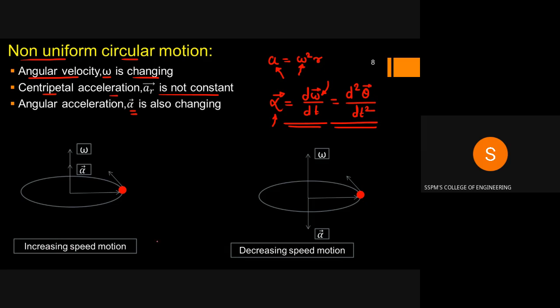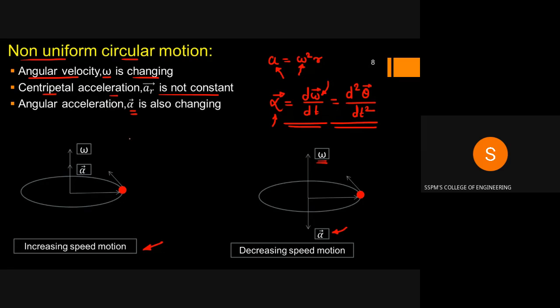Here you can see the difference in the vectors for increasing speed motion and decreasing speed motion. Both are non-uniform circular motion. If omega is increasing, then this angular acceleration vector will be exactly parallel with the angular velocity vector. And if the speed is decreasing, then this angular acceleration vector is exactly opposite to the angular velocity vector.